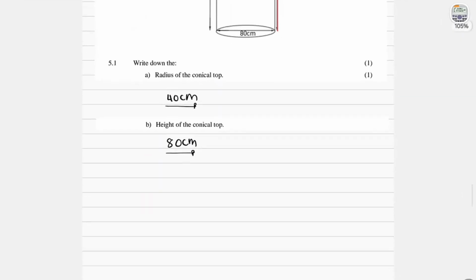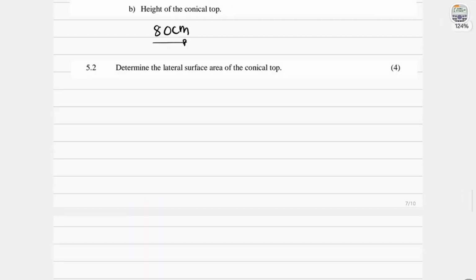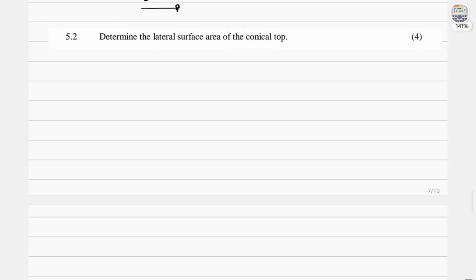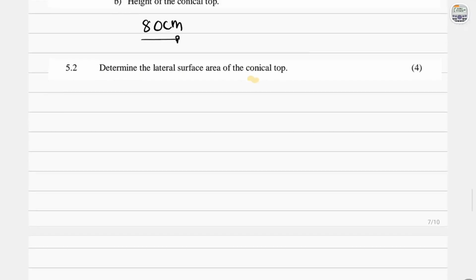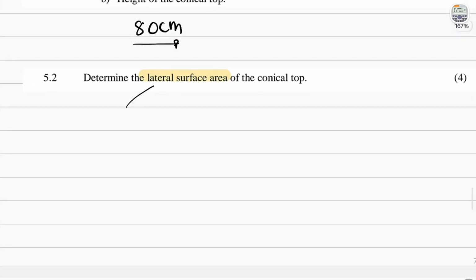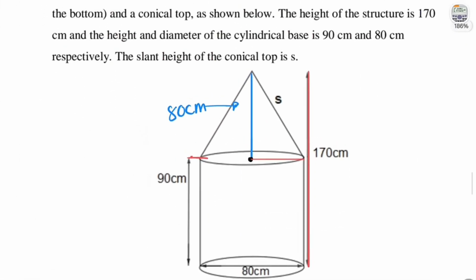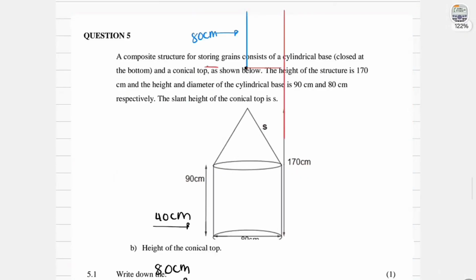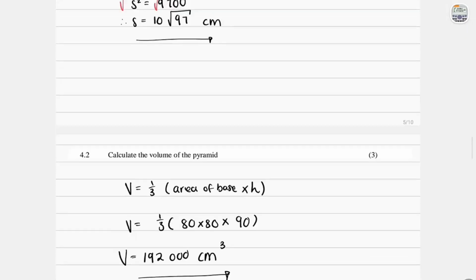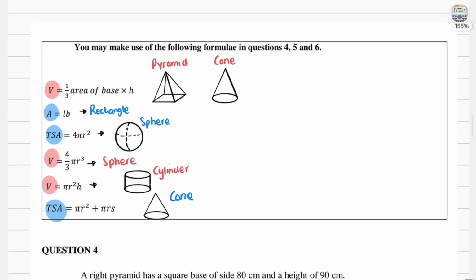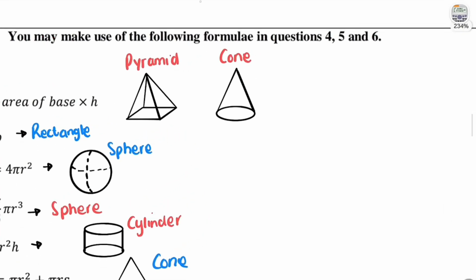And that is our answer. Moving on to the next question. Question 5.2 says, determine the lateral surface area of the conical top. When they ask for the lateral surface area, this is referring to the cone. The cone has two parts, right? We discussed this in question 4, and we're going to have to keep looking back at these formulae just to understand that. A cone has two parts, okay?